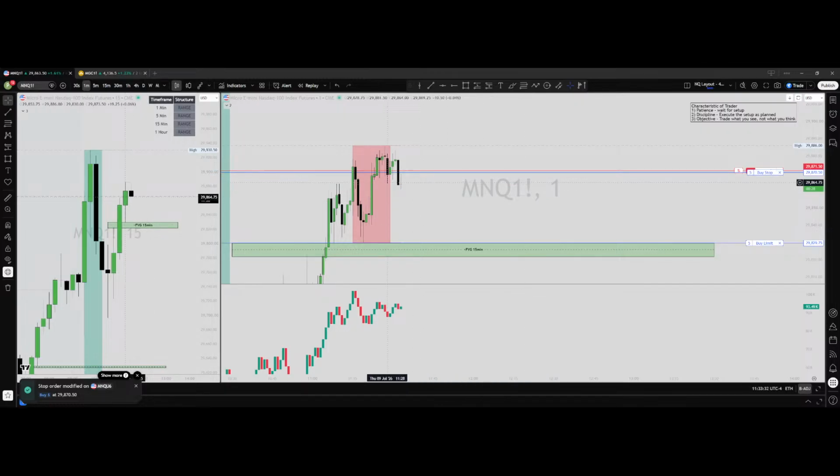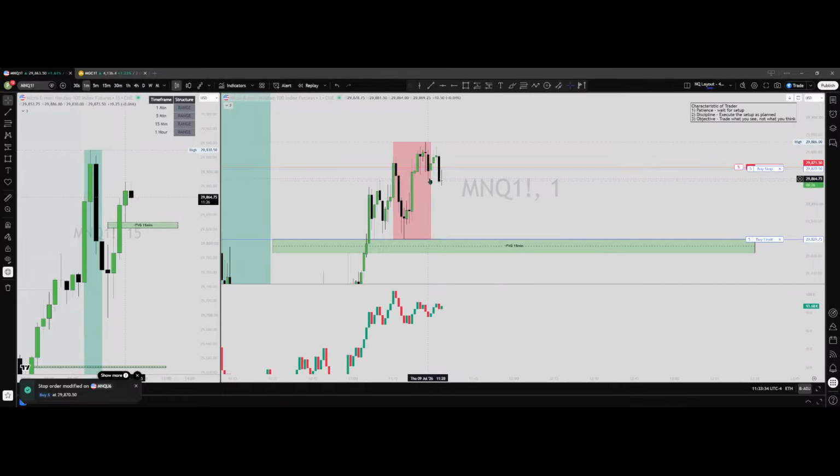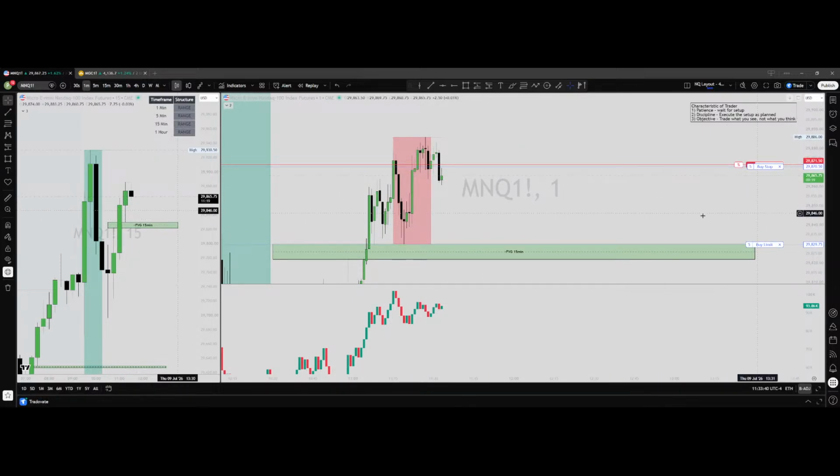The reason is that it is a weaker signal. It should have just gone in our favor right away, and it already came and tapped the low. It's a weaker trade. I don't want to be holding on to this trade.